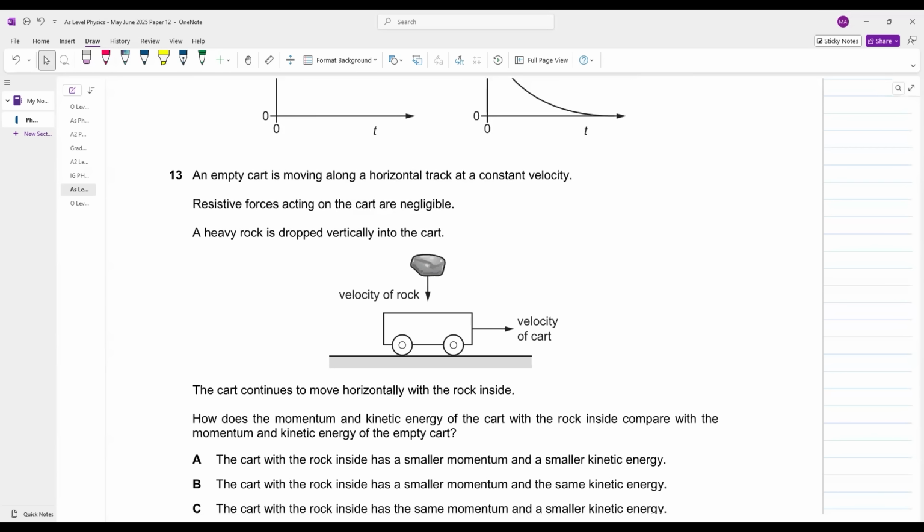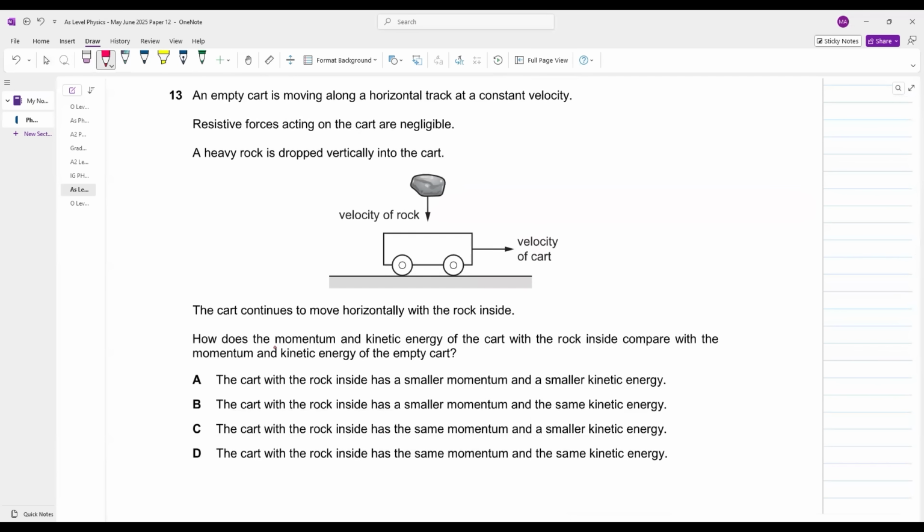An empty cart. Okay, so we have an empty cart that is moving along a horizontal track at constant velocity. Resistive forces on the cart are negligible. Okay, a heavy rock is dropped into the cart. ठीक है, एक heavy rock को हम cart में drop कर रहे हैं. The cart continues to move horizontally with the rock inside. How does the momentum and kinetic energy of the cart with the rock inside compare with the momentum and kinetic energy of the empty cart?